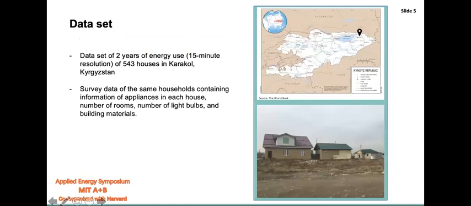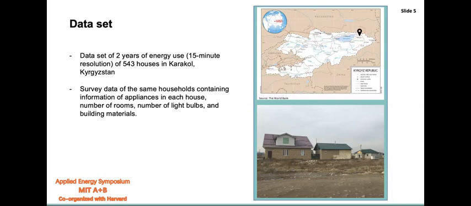So to answer this question and existing challenges, we have been working on a data set of 2 years of energy use of 543 houses in a neighborhood in Karakol, a city in Kyrgyzstan. In the picture, you can see the location of Kyrgyzstan and Karakol, and you can also see the houses that we are talking about in this work in the picture at the bottom. Kyrgyzstan is an economically developing country in Central Asia and has a cold climate.